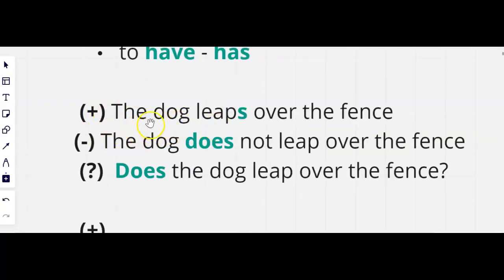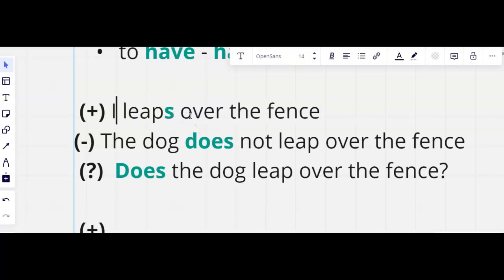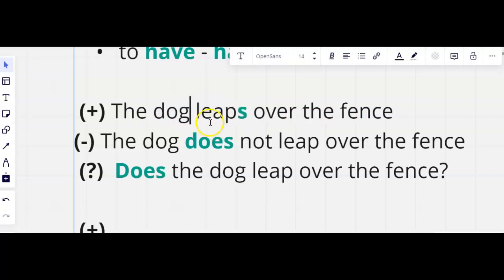So in here I have an example. For instance, to put it in context, the dog leaps over the fence. This is an affirmative sentence. The verb is leap. You need to add the s at the end because it's an affirmative sentence. Dog is replacing the subject it. So in that case, it's the same thing if I say it leaps over the fence. What I'm doing here is only replacing the noun with the subject.